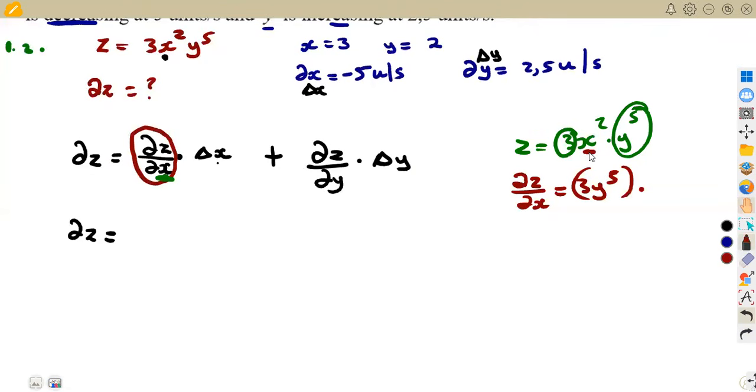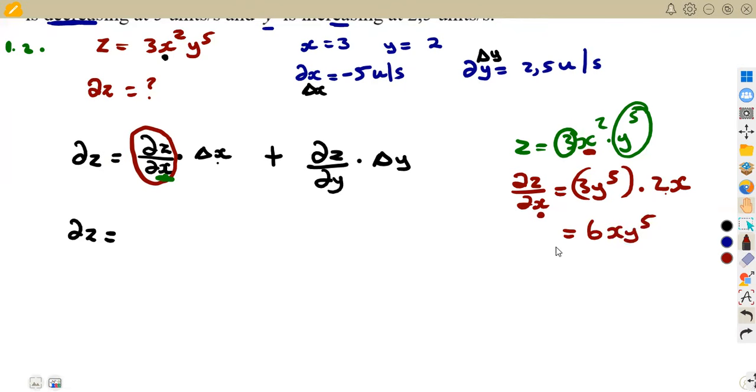Now we find the derivative of X squared. What is the derivative of X squared? This will be 2x, because we are focusing with respect to X. If you differentiate x squared, you drop the exponent, and it gives you 2x. Then you can multiply this and this. If you multiply, it's going to give us 6xy to the exponent of 5.